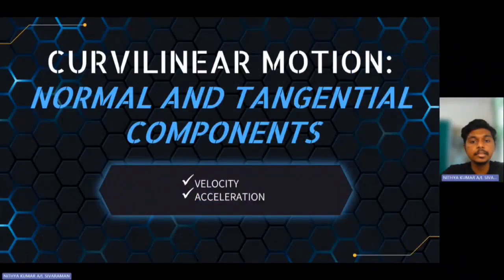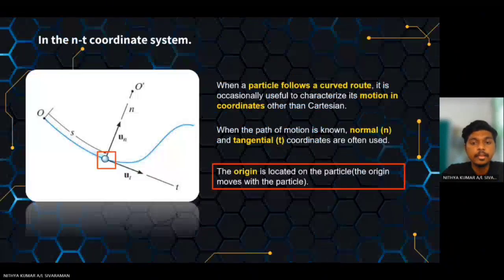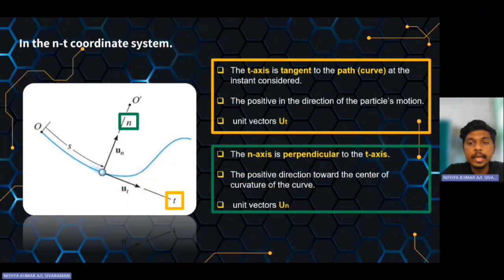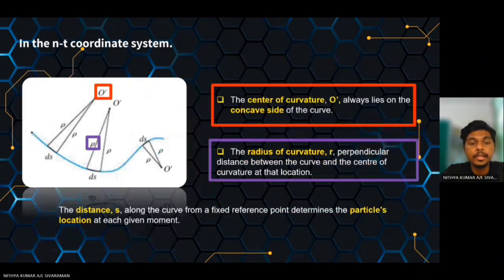The normal and tangential components. This coordinate system is used when the particle follows a curved path. The N is normal and the T refers to tangential. The T-axis is tangent to the curved path and the unit vector is UT. The N-axis is perpendicular to the T-axis and the unit vector is UN. The center of curvature always lies on the concave side. The radius of curvature is the perpendicular distance between the curve and the center of curvature.